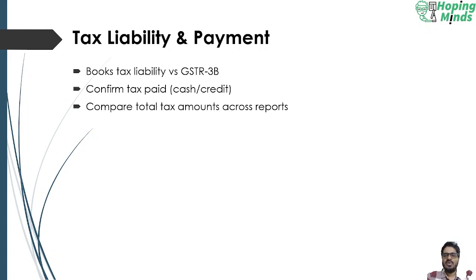So the entries related to taxes paid during the reporting period, either through cash or credits, must be taken into accounts, and thus the cash balance and the credit balance as per the GST portal must match with the books of accounts. Also, compare the total tax amount across the reporting period. If the total tax amount during the reporting period is different from the books of accounts, then it should be reconciled and any shortfall must be paid in the subsequent period, or any excess payment should be adjusted in the subsequent period.